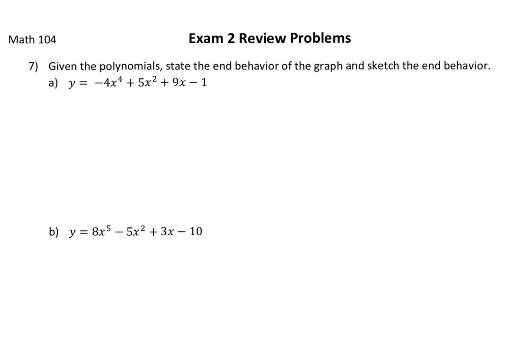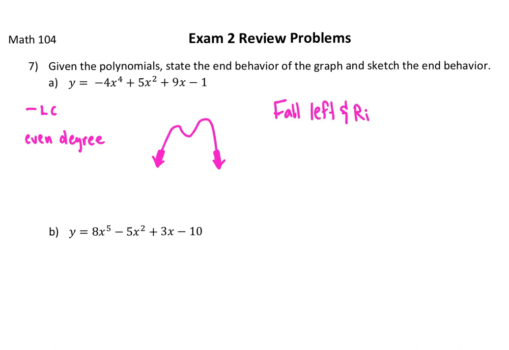So the first one, we have a negative leading coefficient and an even degree. When that happens, these end behaviors here are falling. So this is going to fall left and right. And that's all you have to do. You have to match what the end behavior looks like and what's happening here.